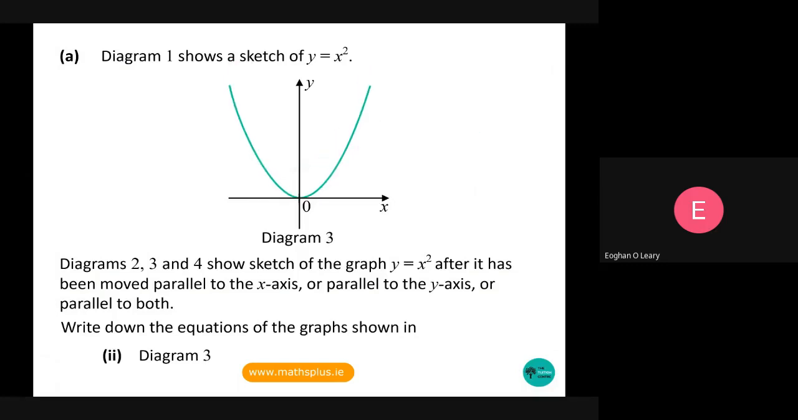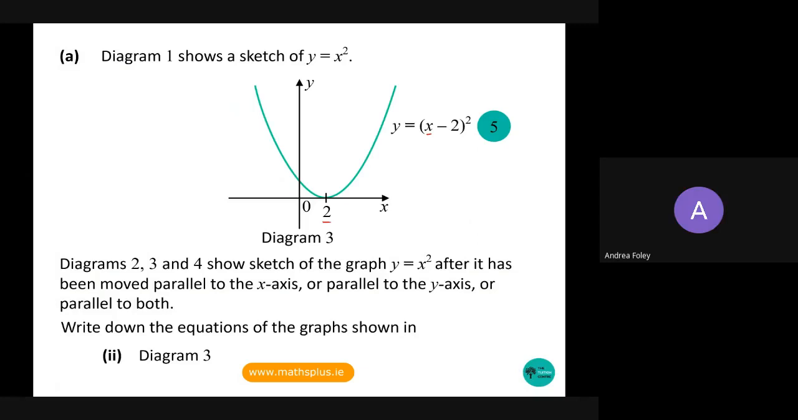In diagram 3, what's happened? Well, the quadratic has shifted 2 units to the right-hand side. I'm hoping that you'll know that the answer is x minus 2 all squared. I imagine some people possibly have a plus there by mistake, but what we know is that when we put +2 into this bracket, we get 2 minus 2, which is 0. 0 squared is 0, so the point would be (2, 0). So that's my correct answer, and that again is 5 marks.